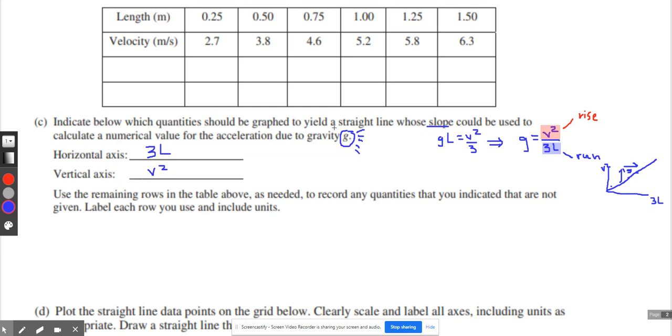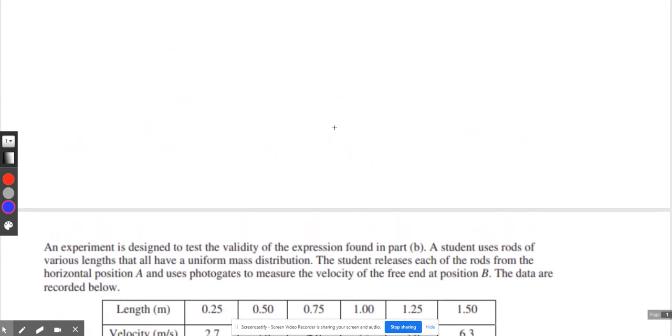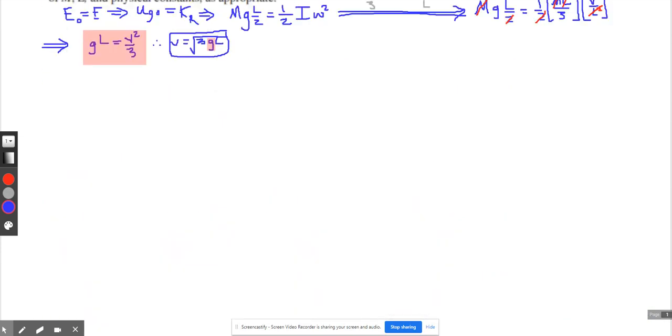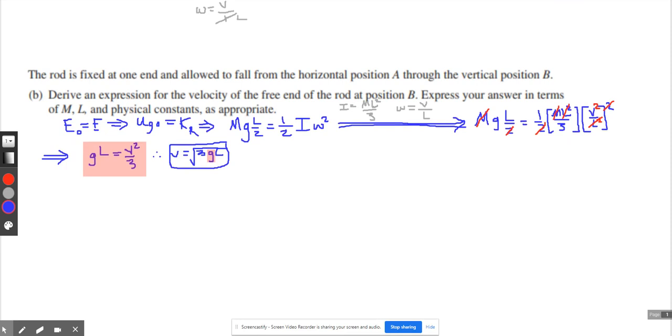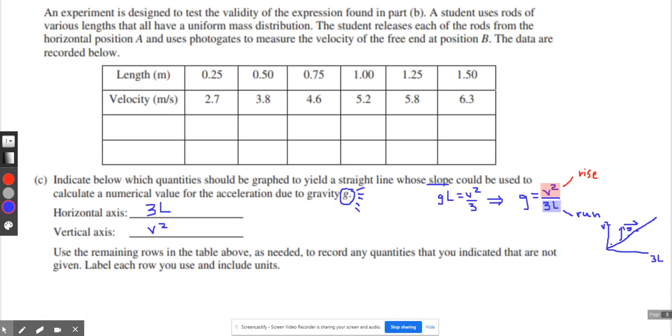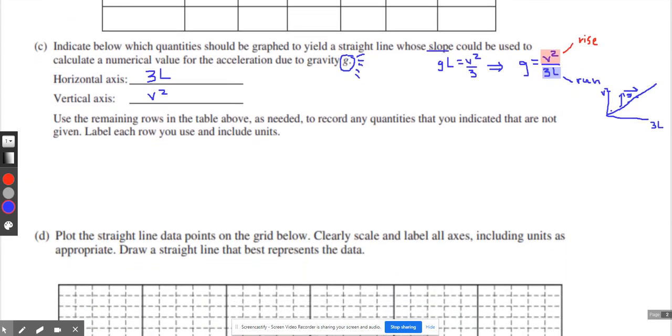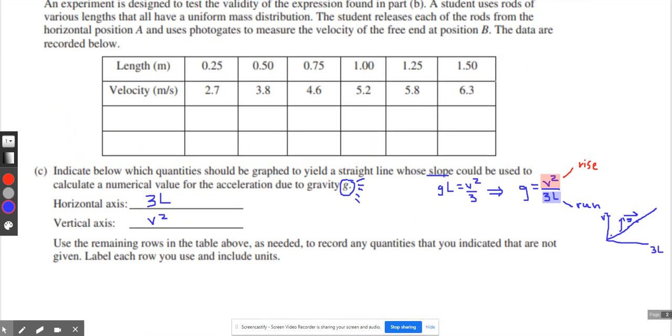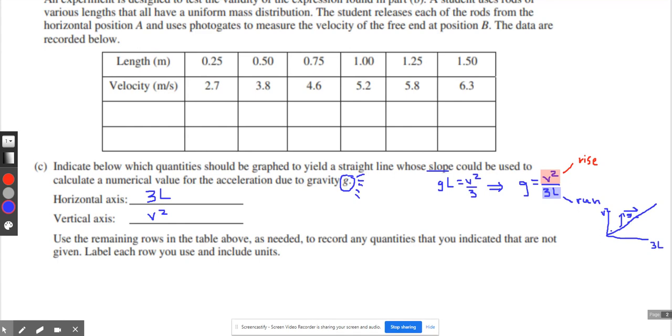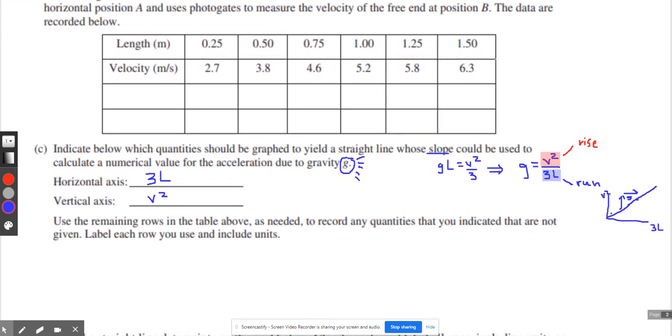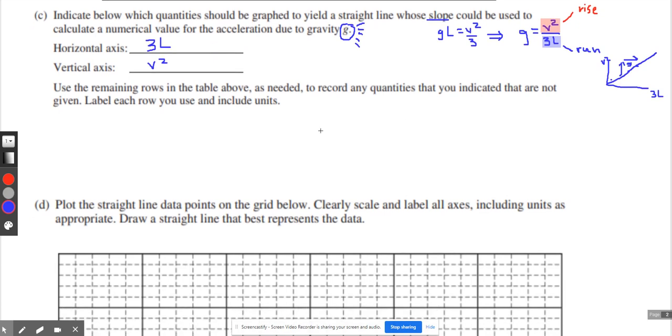And that slope is going to be my g. Once again, you'll typically take whatever expression they have you make up here, and you'll adapt it to solve for whatever the constant is they want you to find. Interestingly enough, this is how you can find the constant for any situation. So use the remaining rows of the table as needed to record any quantities that you indicated that are not given. Label each row and include the units.